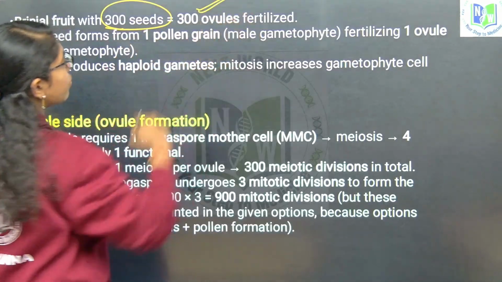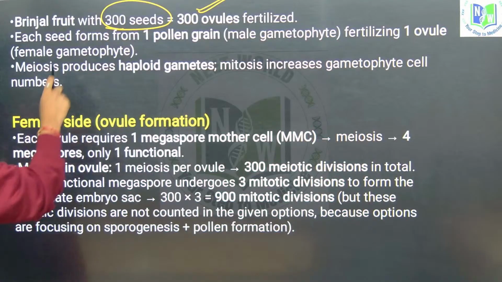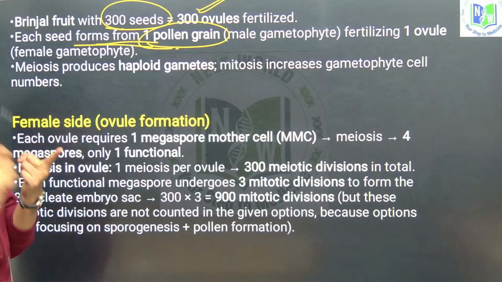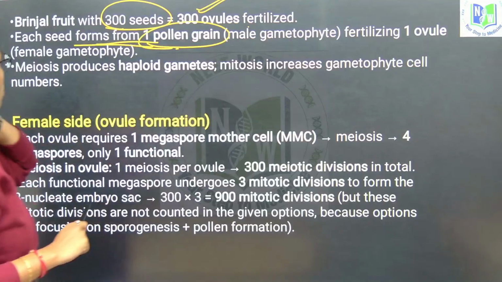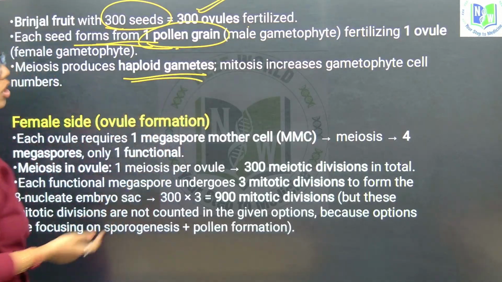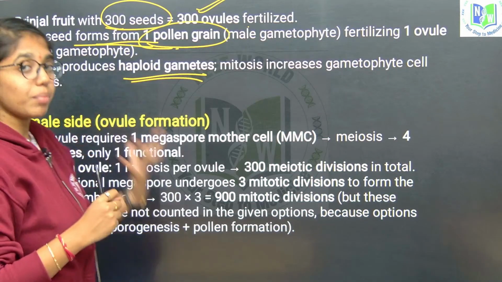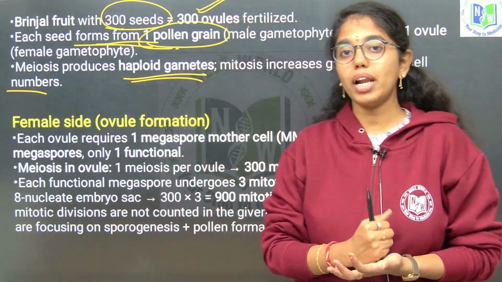300 seeds means how many ovules are fertilized? 300 ovules are fertilized. Each ovule is fertilized by 1 pollen grain, each seed forms from 1 pollen grain. So 1 male gametophyte, 1 pollen grain, is required to fertilize 1 ovule. Meiosis will produce haploid gametes and mitosis will increase the gametophytic cell number. First we will see the female side, ovule formation, and then we will see pollen grain formation.